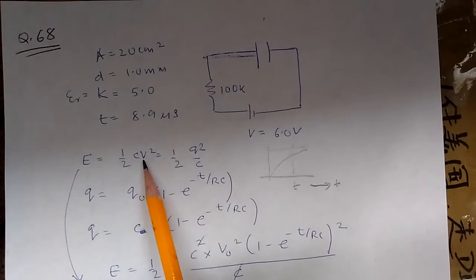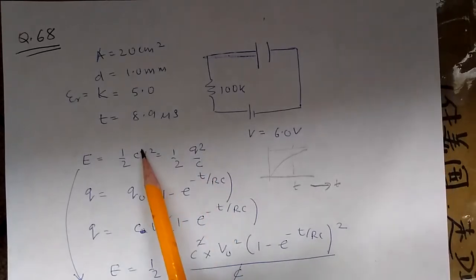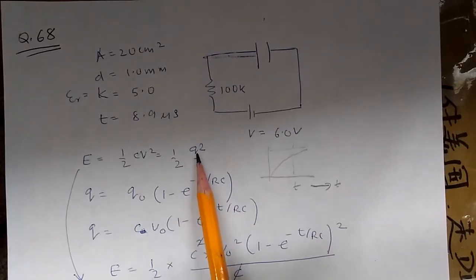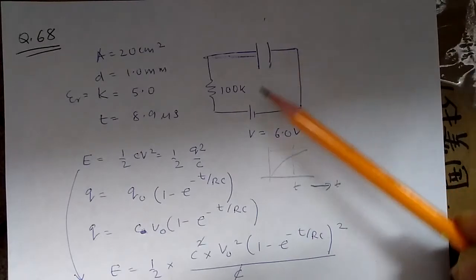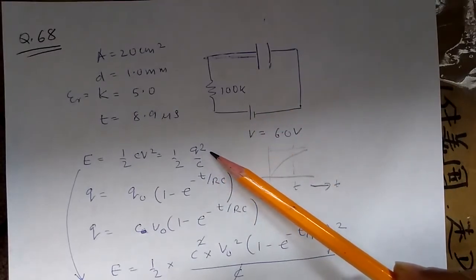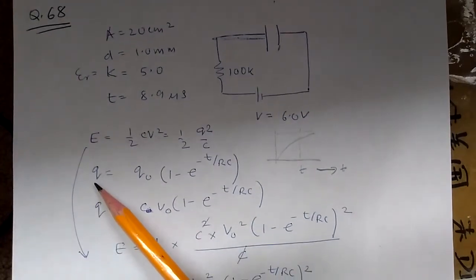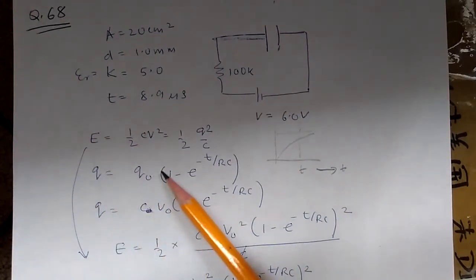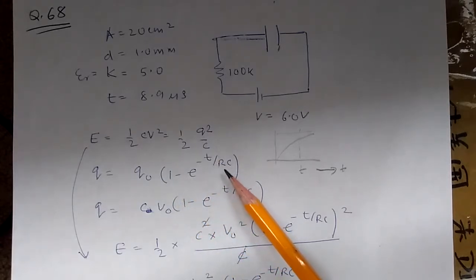Now CV square, we can also write it as Q square by C. Half Q square by C square, C cancels, so we get half Q square by C, where Q is the charge on this capacitor at a particular time t. That means Q is a function of t, and Q has an equation: Q is equal to Q0 times 1 minus e to the power of minus t by RC.